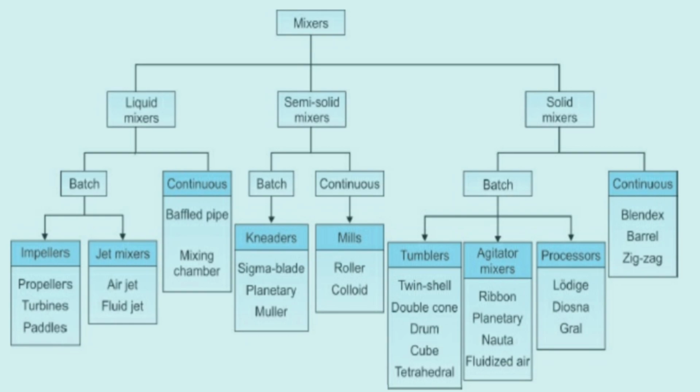Now when we talk about continuous process, mixers like Blendex, barrel, zig-zag, etc. are used, which mix solids as they move through the system without stopping. So these are the various types of mixers used for mixing solids, semi-solids and liquids, in continuous as well as in batch-wise manner.